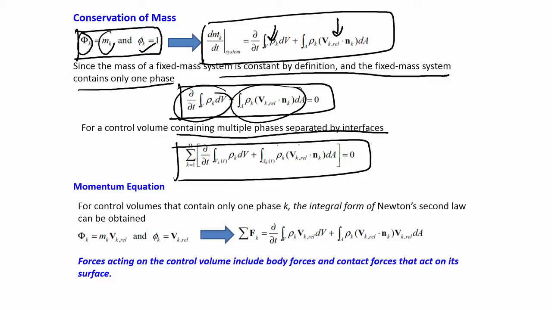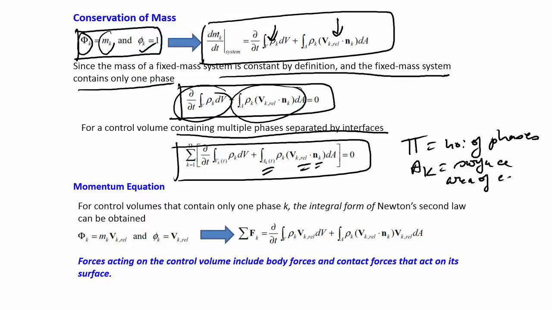That means, if you see this pi over here, that is nothing but the number of phases, and it is the relative velocity and the corresponding surface area of each phase. Ak is nothing but the surface area of each phase. Is that clear? So, this is the surface area for each phase.